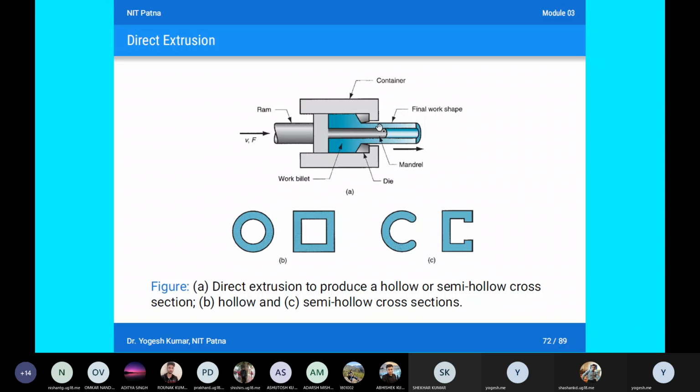Here under direct extrusion we can see what kind of shapes can be generated.